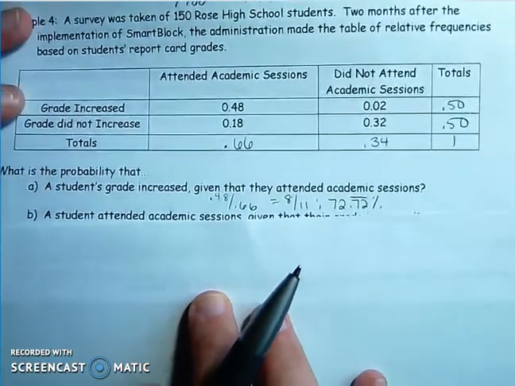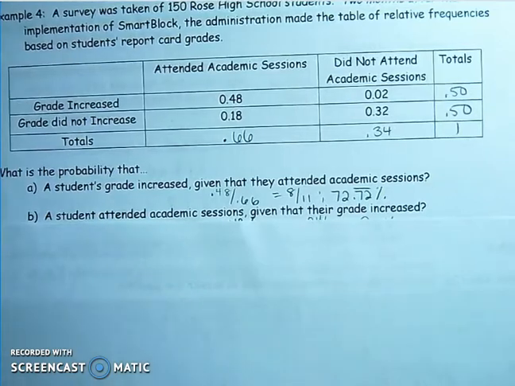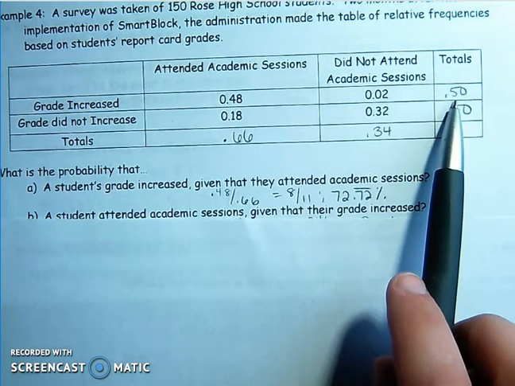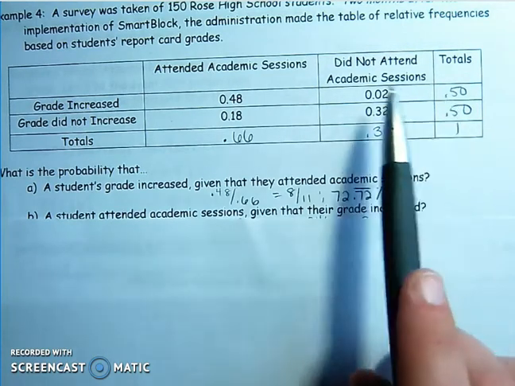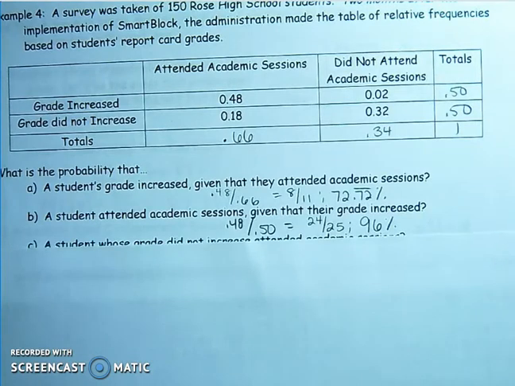Next, we are asked, a student attended academic session given their grade increase. So this one sounds very similar to A, except if you notice, the condition is flipped. Here we're questioning, did they go to the session, but we know that their grade increased. So if I go to grade increase, that's 50%, and I'm asking, did they go to the session? So that's 0.48. So 0.48 out of 50 is 24 out of 25, which is 96%.